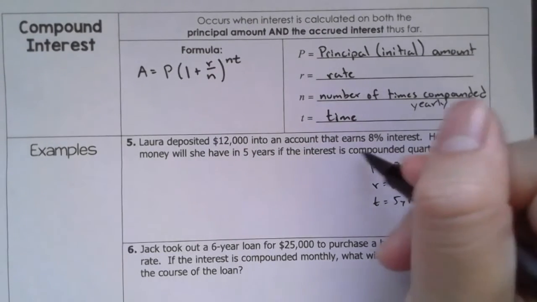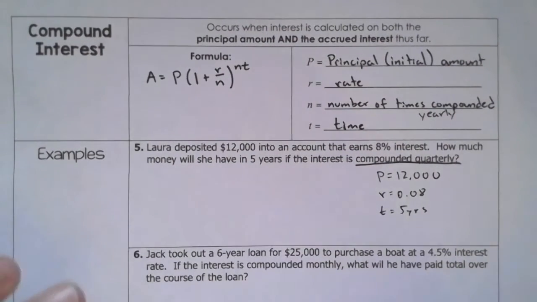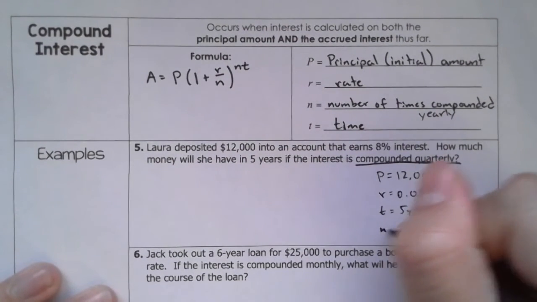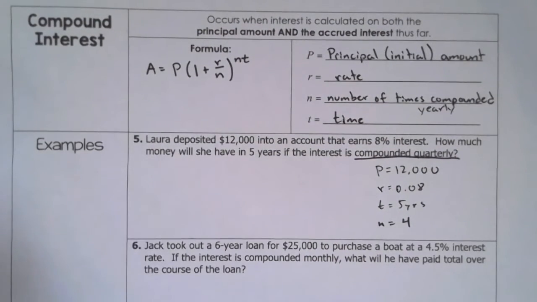Then I have compounded quarterly. How many quarters are in a year? There's 4. Okay, so N, the number of times compounded, is going to be 4. And then it's the same, like I said, same way. You're just going to plug it in.